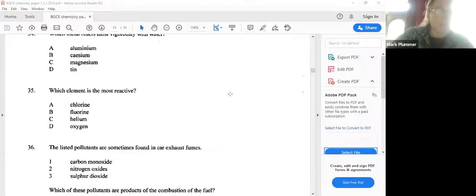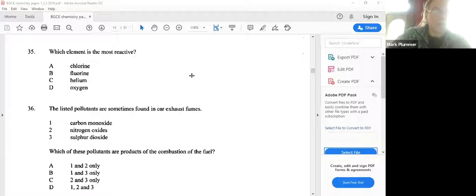Okay. Number 36, found in exhaust fumes.